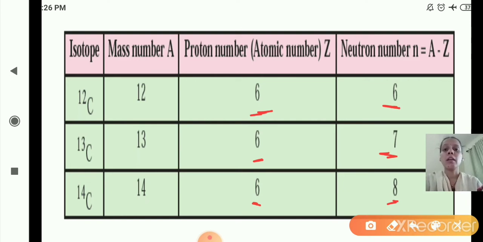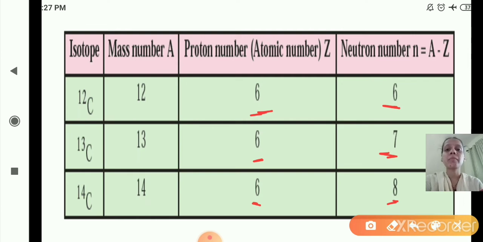Isotope means some elements in nature have the same atomic number but different mass numbers. They are called isotopes. We have seen one example, that is carbon. Carbon has three isotopes, C12, C13 and C14. All three have the same atomic number, that is 6, but different mass numbers: 12, 13 and 14, because they have the same number of protons but a different number of neutrons. So this is about isotopes.